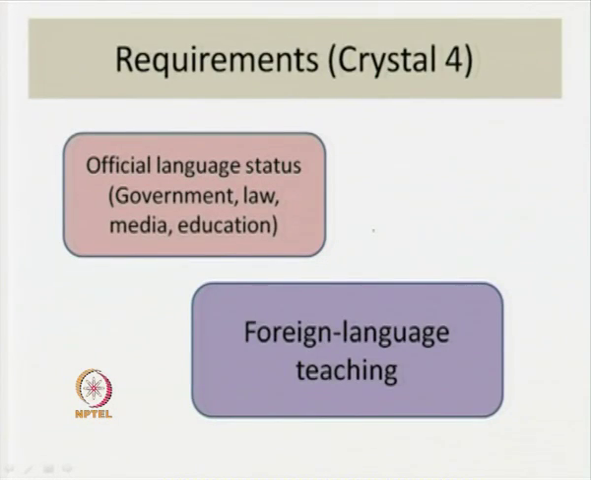Now, David Crystal, in his book on English as a global language, on page 4, also talks about official language status. For a language to be really accepted, to have a certain standard, it would require a certain official language status, to be used by government, law (we saw this in the previous slide), media, education, and also, very importantly, something that we should be talking about when we talk about international English: foreign language teaching.